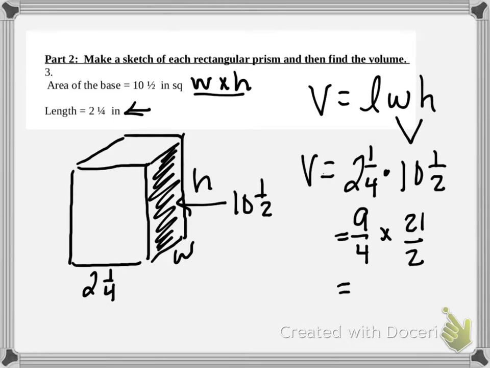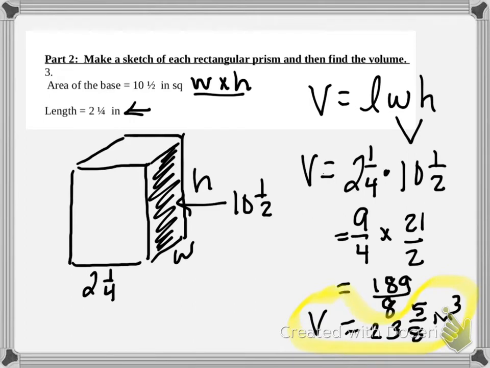right? And if I multiply across numerator to numerator, my numerator and the product is 189, and 4 times 2 is 8. And changing that back into a mixed number, that would give us 23. When I divide, 8 goes into 189, 23 times with a remainder of 5. So 5/8 would be our fraction, and the units are inches cubed. I'm going to just circle it with a highlighter here so it's easier to see. All right, so 23 5/8 inches cubed.